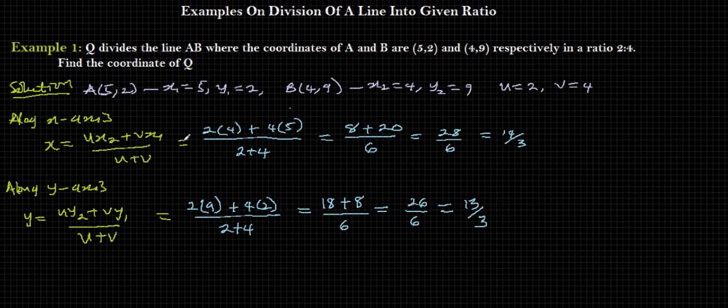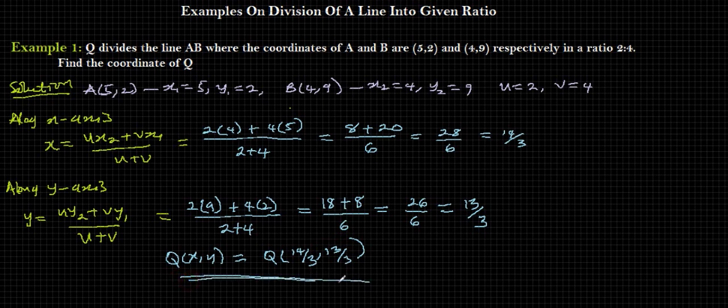Now we are told to find the coordinates of Q. So that means Q(x, y) will be equal to, we now have x to be 14 over 3, and we have y to be 13 over 3. So these are the coordinates of the point Q. So we'll move to the second example.